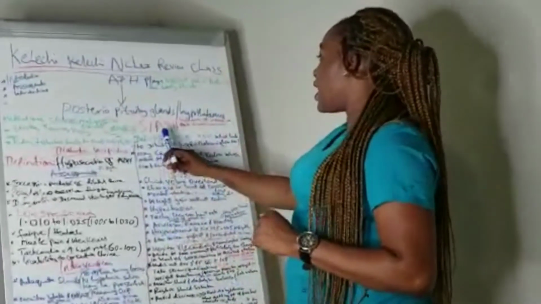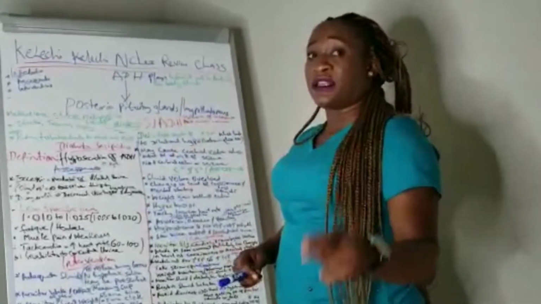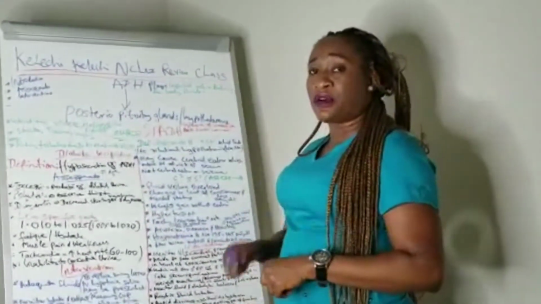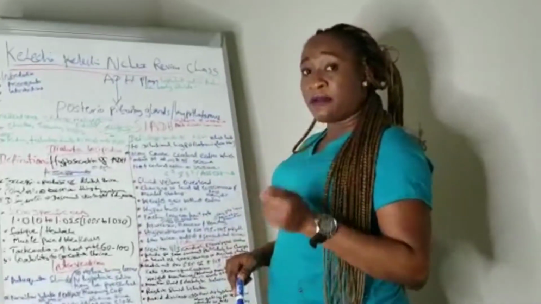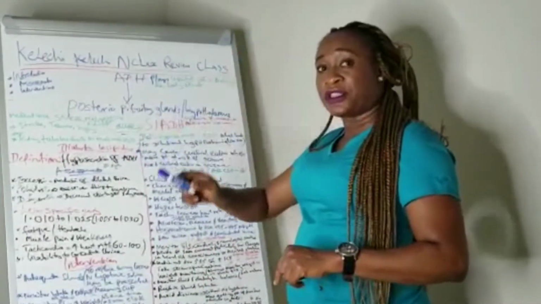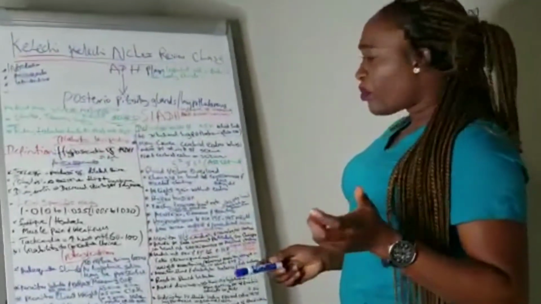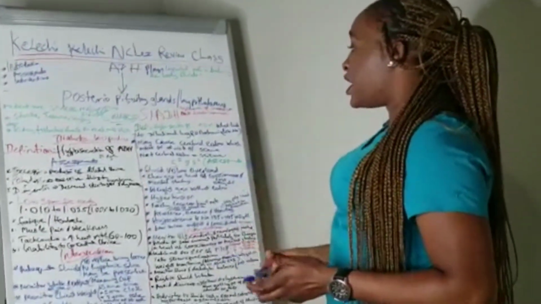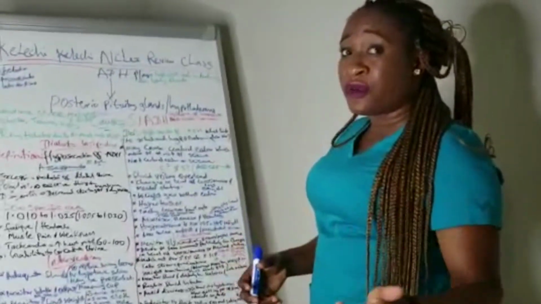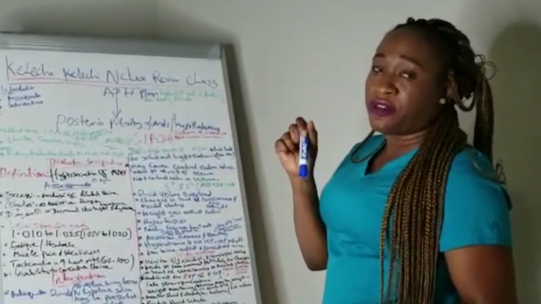Okay, let's go to SIADH. That is your syndrome of inappropriate antidiuretic hormone. SIADH is when there is hypersecretion of antidiuretic hormone, your ADH. Like I said, diabetes insipidus is low and SIADH is high, hypersecretion of your antidiuretic hormone. The patient is going to be retaining a lot of fluid in SIADH, which is going to cause hyponatremia. Your sodium values are going to be low.